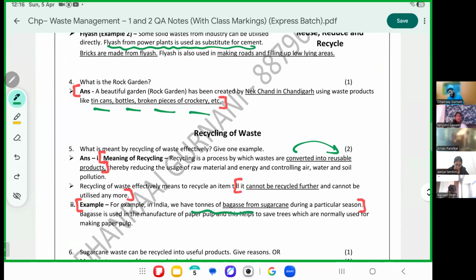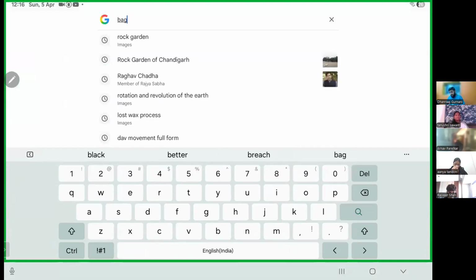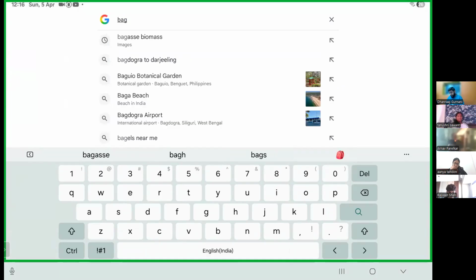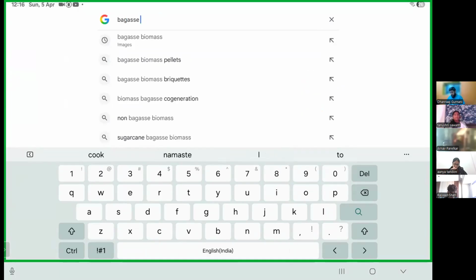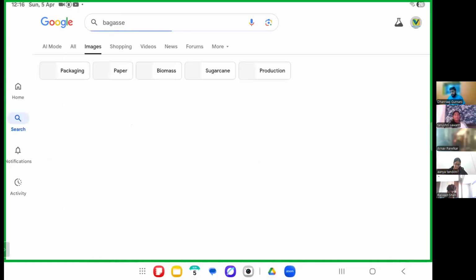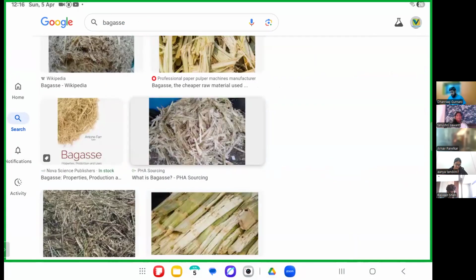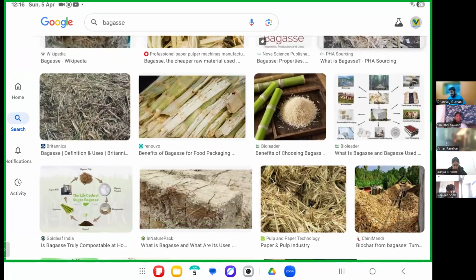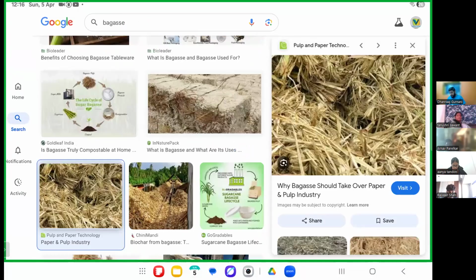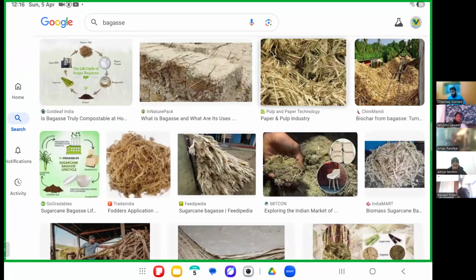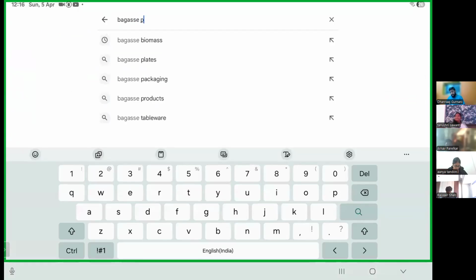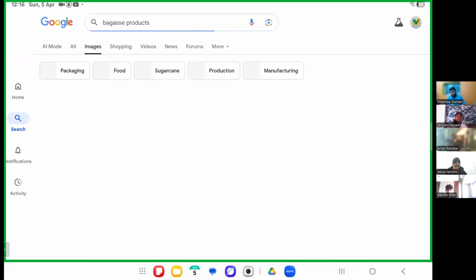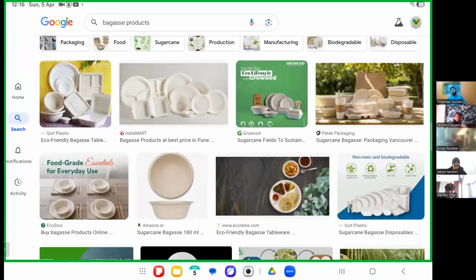Example: India gets a lot of bagasse from sugar. Now this bagasse is used for a lot of purposes. Please look here. This is bagasse. Bagasse is the sugar cane waste. This is another photo of bagasse. Now you see what is made out of bagasse. Bagasse gives you a lot of products like these. These are all bagasse products.